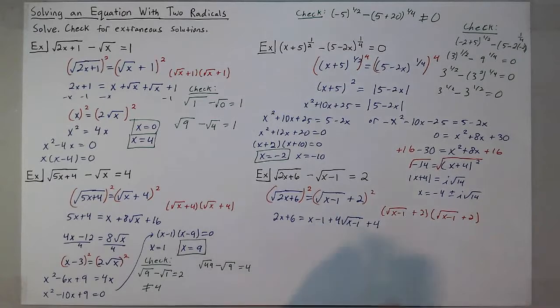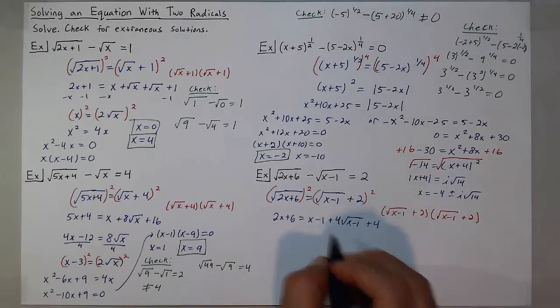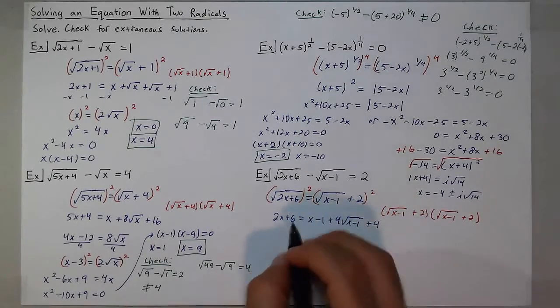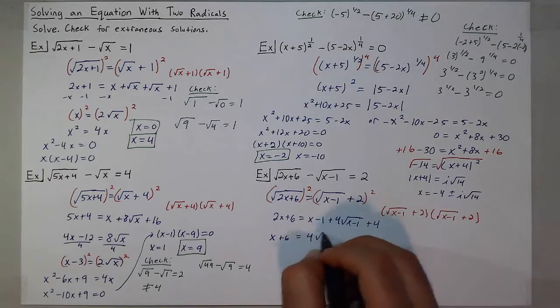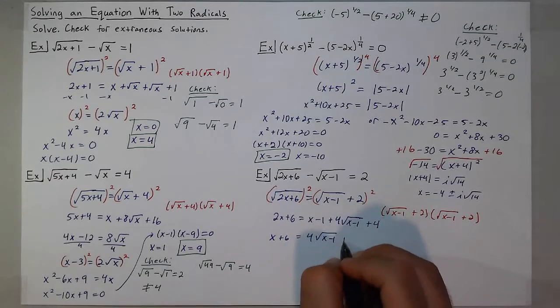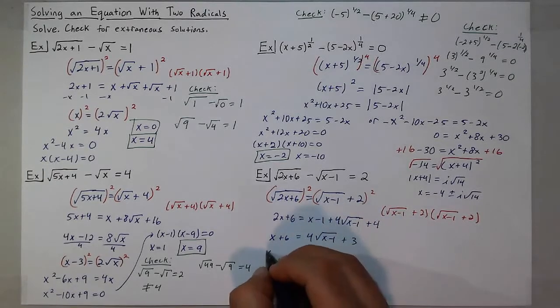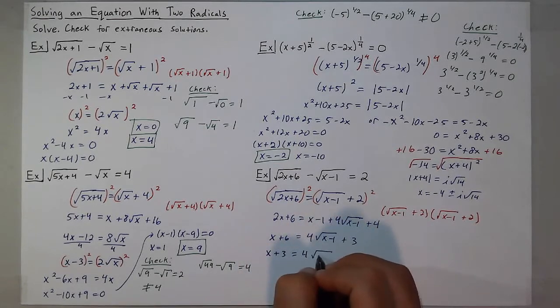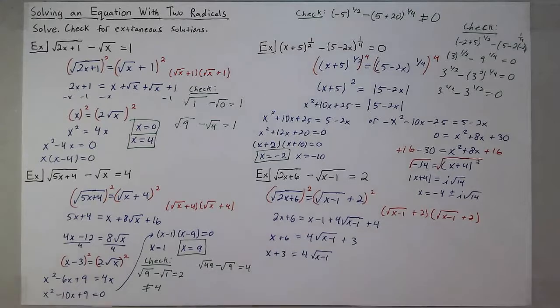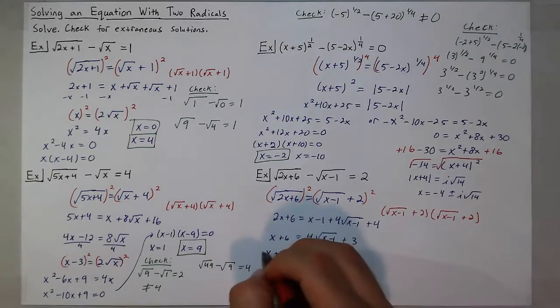Then I will subtract x, which will give me x on the left, plus 6, and I'll combine my like terms to give me 4 square roots of x minus 1 plus 3, and I'll also subtract 3. So I'll get x plus 3 is equal to 4 times the square root of x minus 1, and then I'll square each side of the equation again.